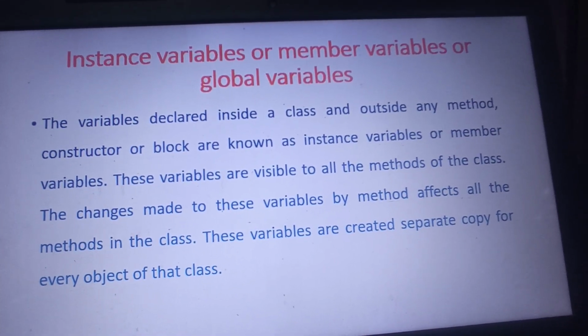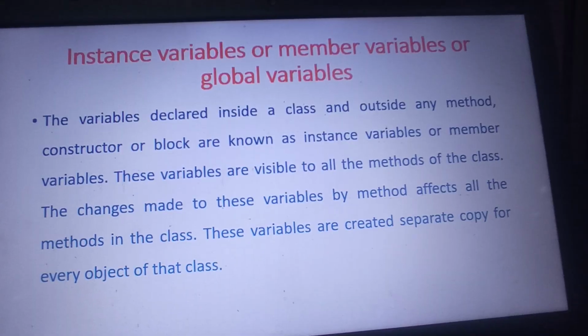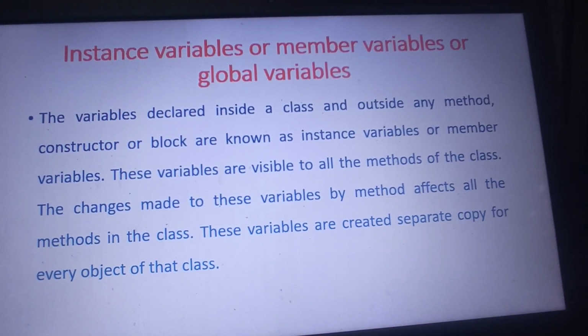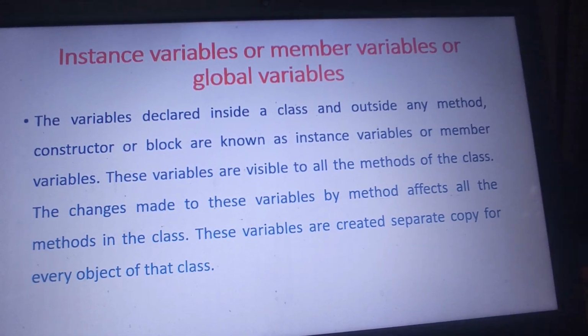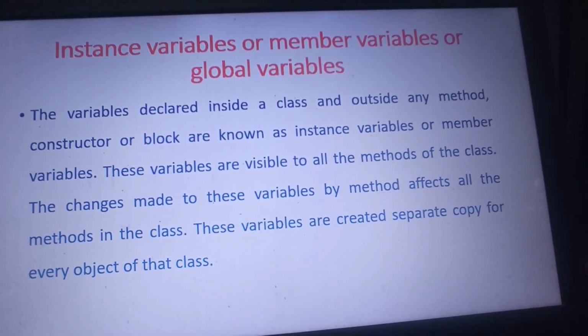These variables are visible to all the methods. That is the reason it is called global variables. We call them instance variables, member variables, and also global variables.